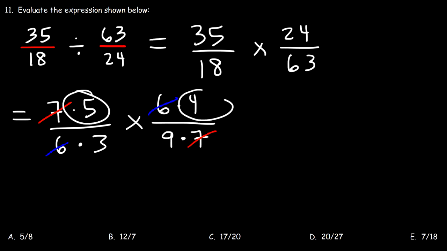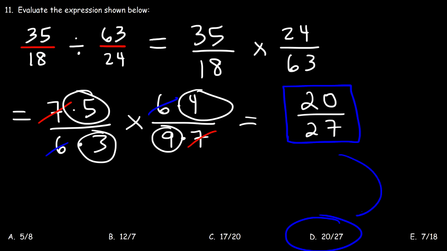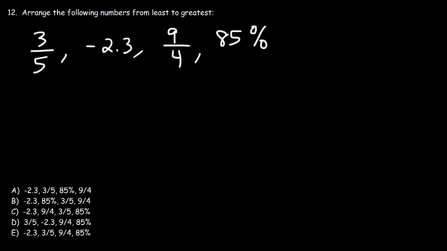In the numerator, we have 5 times 4, which is 20. In the denominator, it's going to be 3 times 9, which is 27. And so this is the answer, 20 over 27, which corresponds to answer choice D. Number 12.